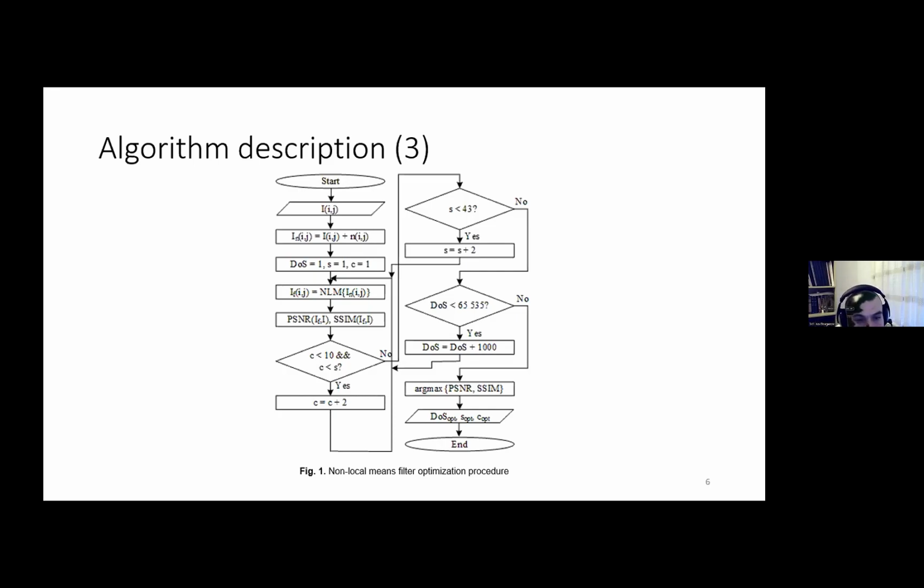The degree of smoothing is being changed with increments of 1000 from 1 to 65,535, which is the upper possible intensity of the CAT scans that we are dealing with. For all the combinations between CS and DOS, we estimate PSNR and SSIM each time. And finally, at the end, we find the maximum achieved values from which the optimal CS and DOS are derived.